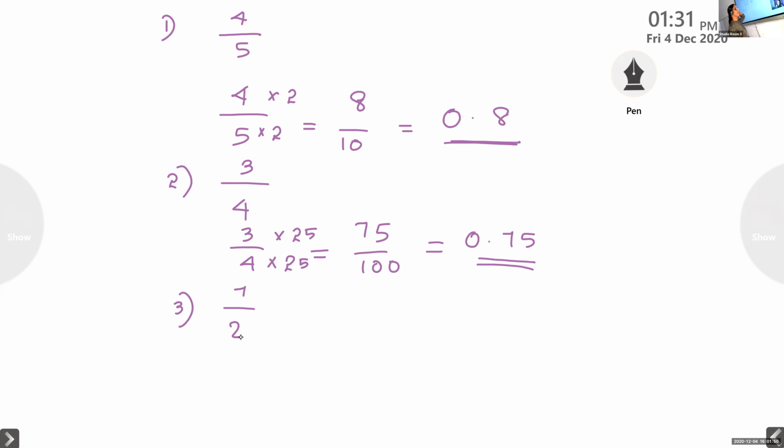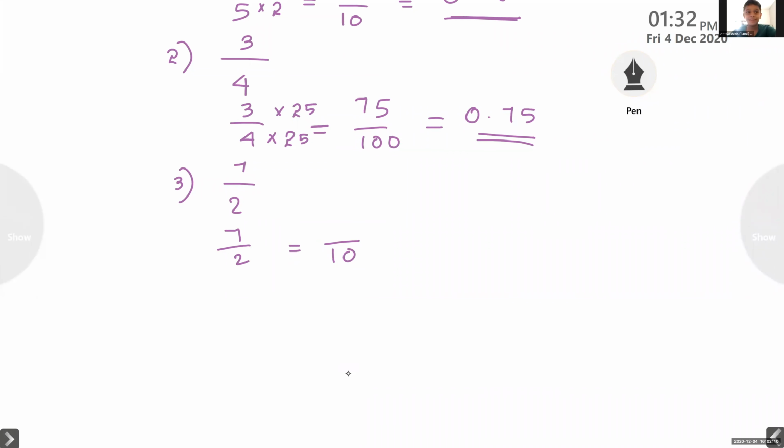Is it 0.35? Let us check. 3.5. Ashish, ma'am, 3.5. Okay, 7 by 2, how did you make it? Into 5. So it is 35 by 10. So it is 3.5. One decimal place. It is 7 by 2. It is easy to make it as 10. Next one.